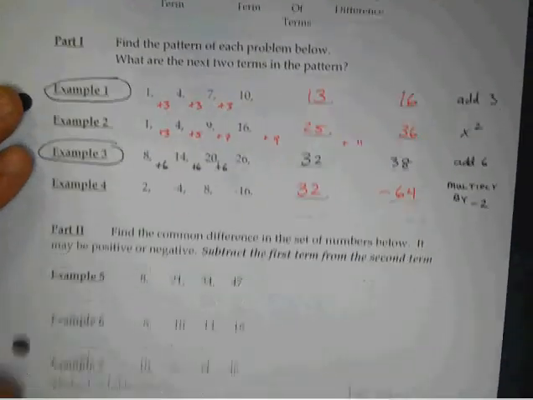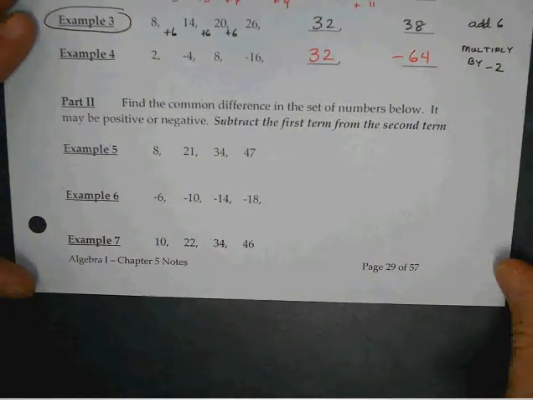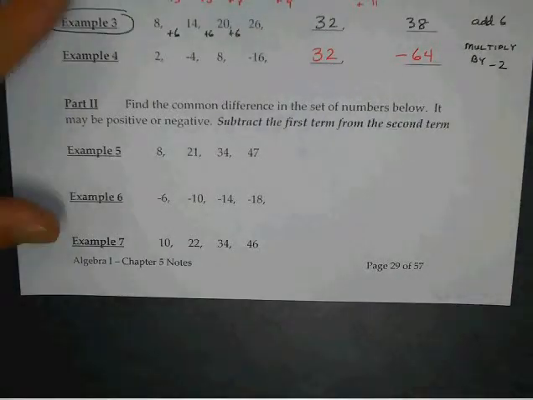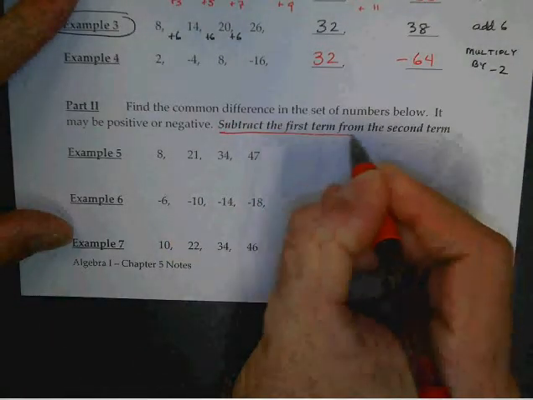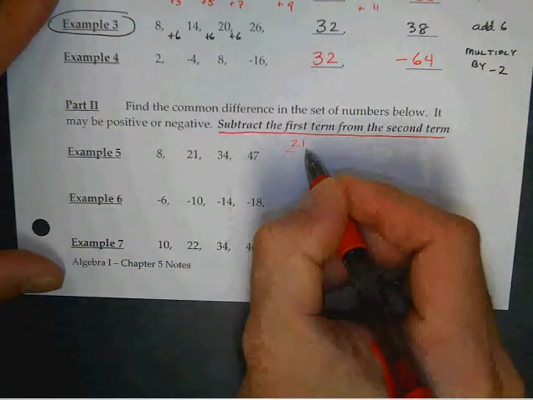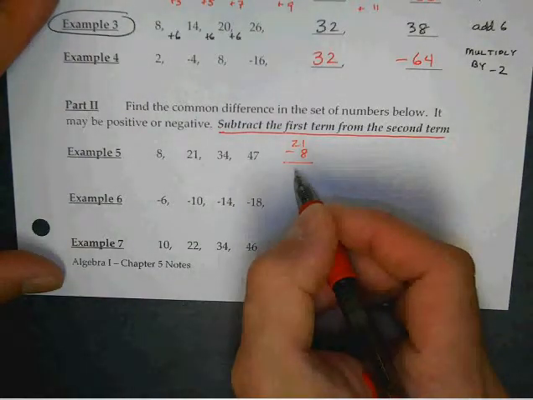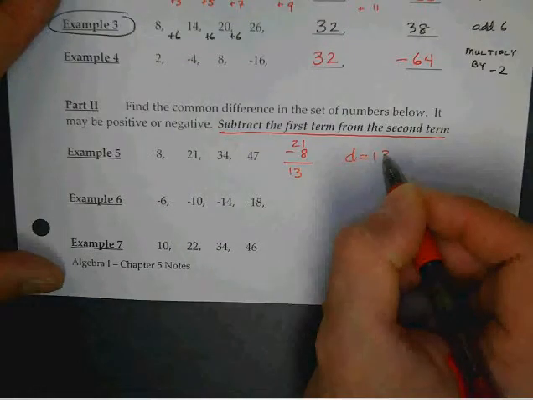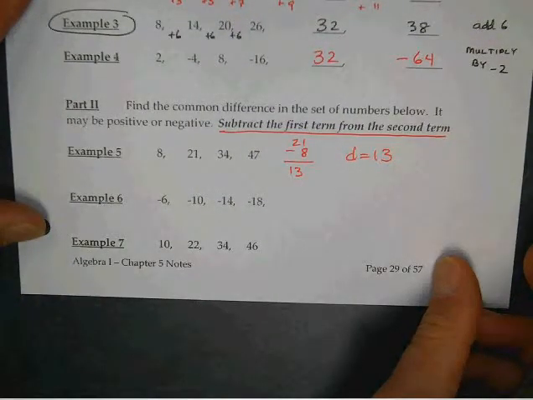All right, part 2. Down here at the bottom. All of the following 3 patterns are arithmetic sequences, which means they have a common increase or a common decrease. To find that common increase or common decrease, we're going to do the following. We're going to subtract the first term from the second term. So think with me. What is 21 minus 8? 13. So D is the variable that we use for the common difference, little d.